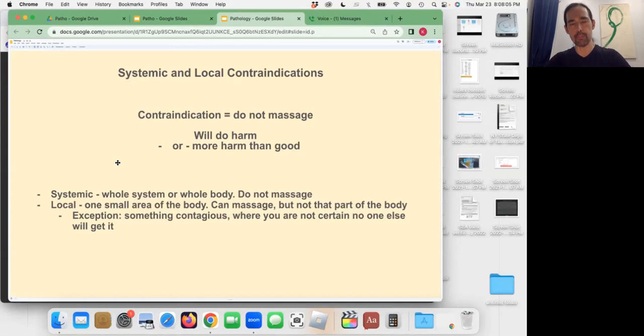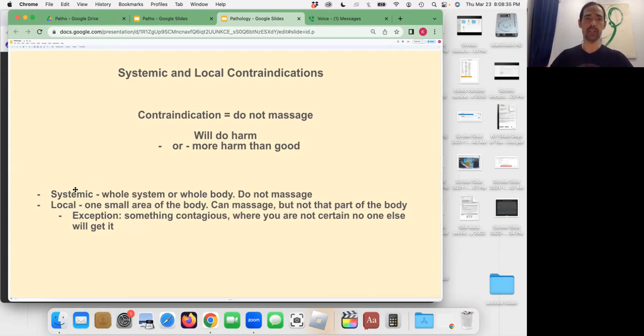Okay, so here we go. Contraindications. When you hear contraindication, think do not massage. Contraindication means you should not be massaging the person. A contraindication in general will do some kind of harm. When you hear contraindication, think massage will harm this person in some way. Or it's possible that some good may be done, but more harm than good will be done.